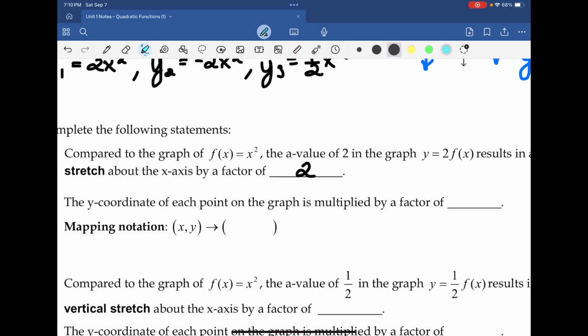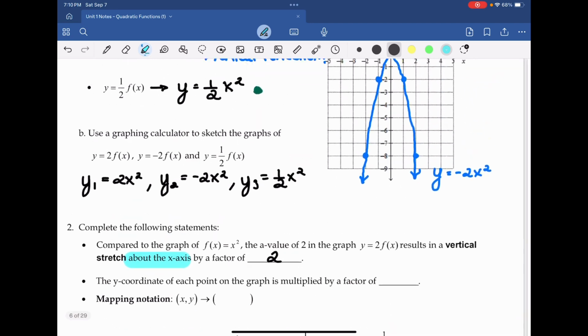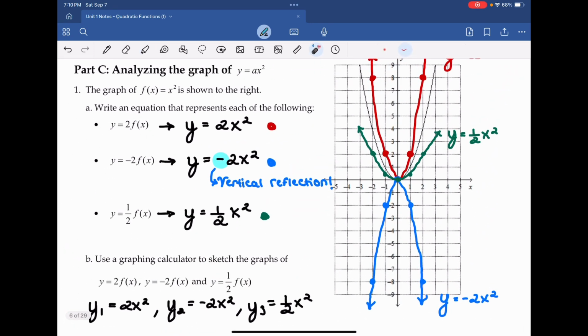And this is really common terminology you're going to see: when they say about a certain axis, what they mean is that it was stretching away from that axis or towards that axis. So if we go back up to our graph just to show you this, if I was looking at 1 and 1 and it got multiplied by 2, well, it moved away from the x-axis. In the case when we went 1 to 1 and we multiplied by half, it went down towards the x-axis.